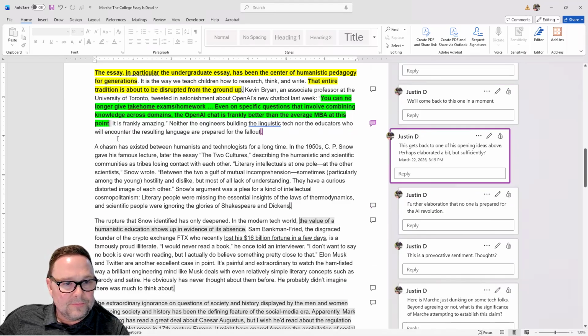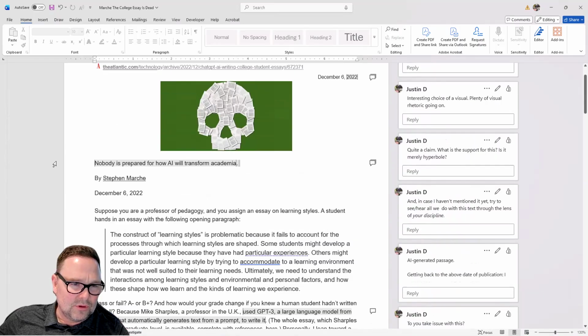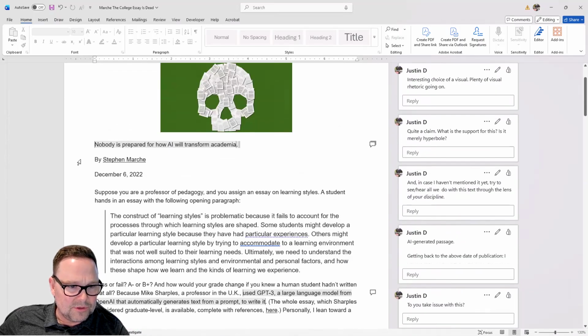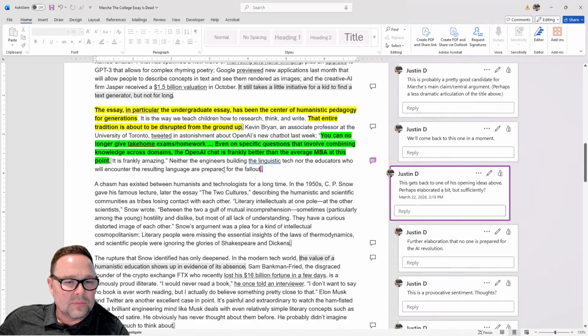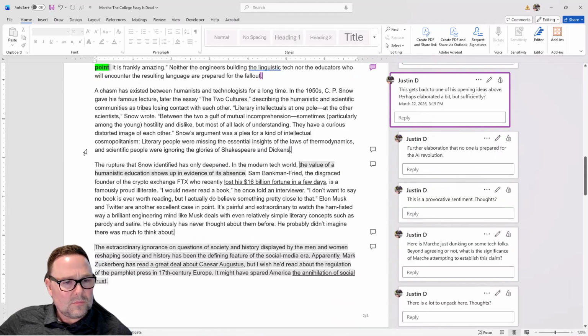What do we got here? Yes, here's sort of bookending that idea above. I keep scrolling like this, pardon me. I know that that's bothersome to some of you. Nobody's prepared for how AI will transform, and here it's a sort of bookended idea. So tech people, humanities people, no one's prepared for the fallout because of this stuff. So now we can expect the rest of this article to be sort of expanding on that idea.